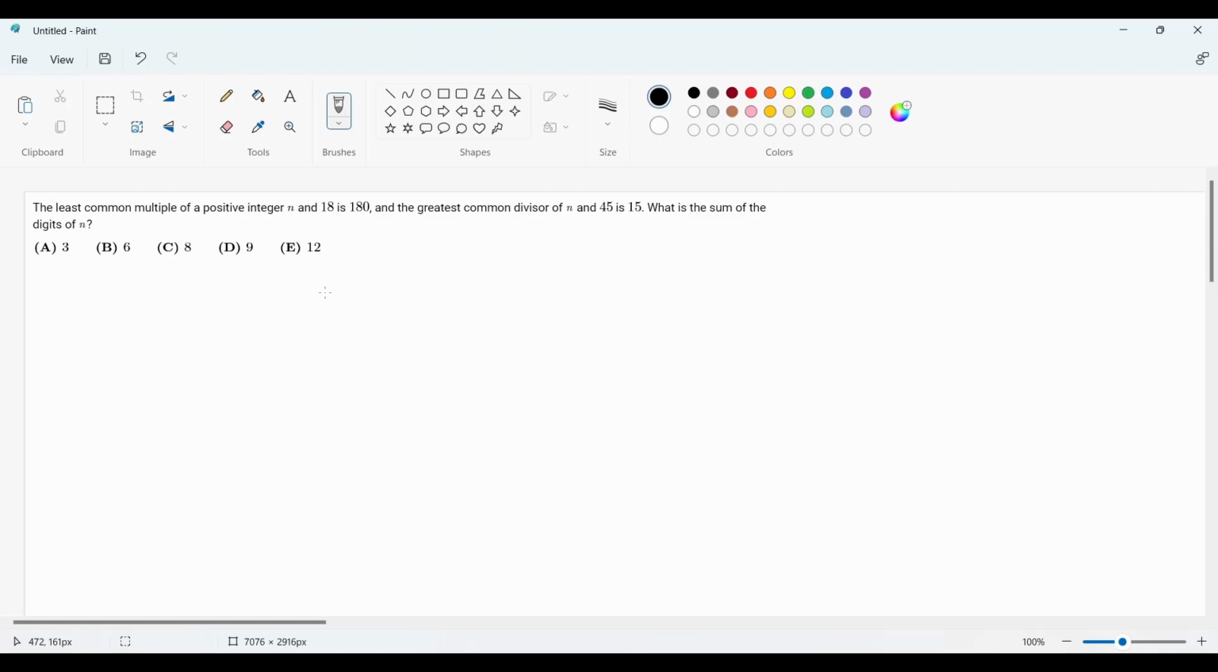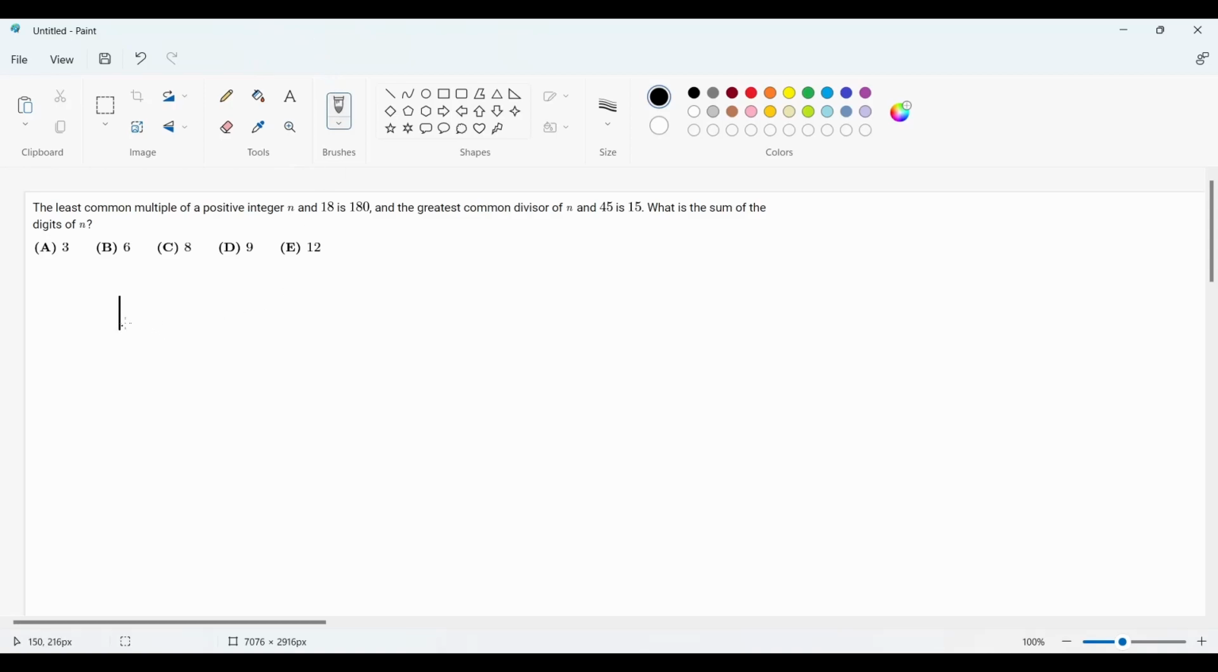Now we're on problem 7. The least common multiple of a positive integer n and 18 is 180. And the greatest common divisor of n and 45 is 15. What is the sum of the digits of n?